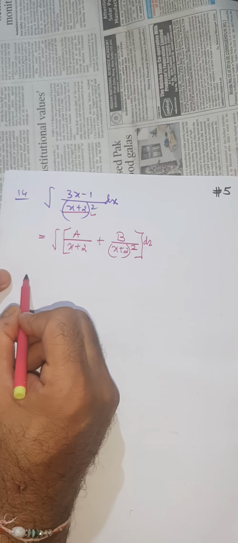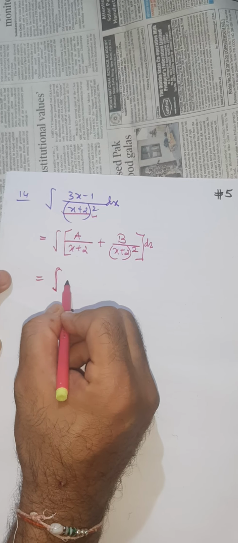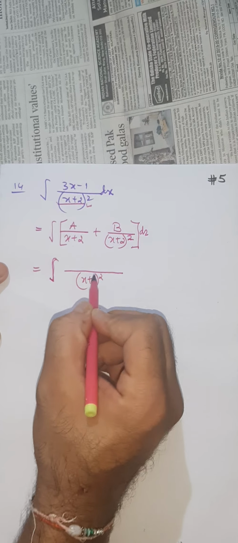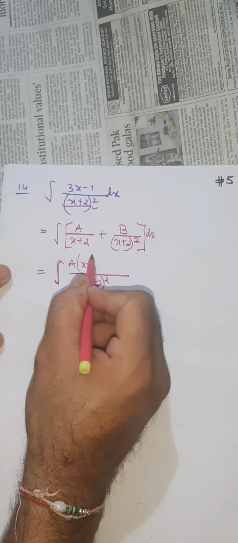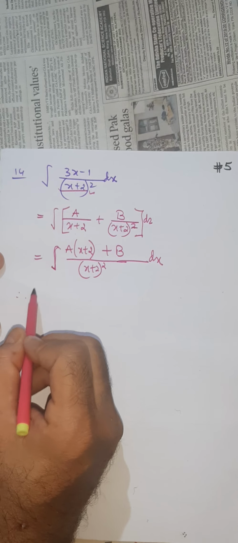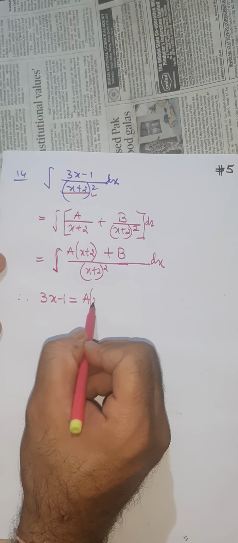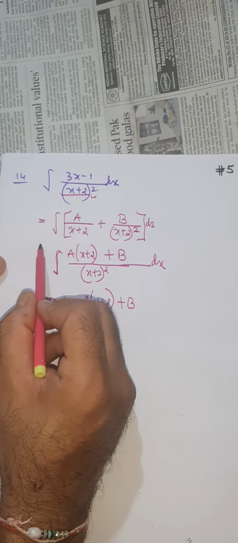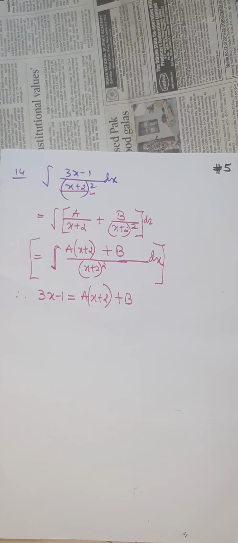Now compare the numerators. I'll just show one more step here. I'll take the LCM here. LCM would be the same, x plus 2 whole square every time, remember. Okay, so what will we get here? A into x plus 2 plus just b. Now I'll compare the numerator. So what is the numerator there? 3x minus 1. And what is the numerator here? A into x plus 2 plus b. Right? In all earlier questions I had dropped this step. You can drop this. This is just for your information I've shown.